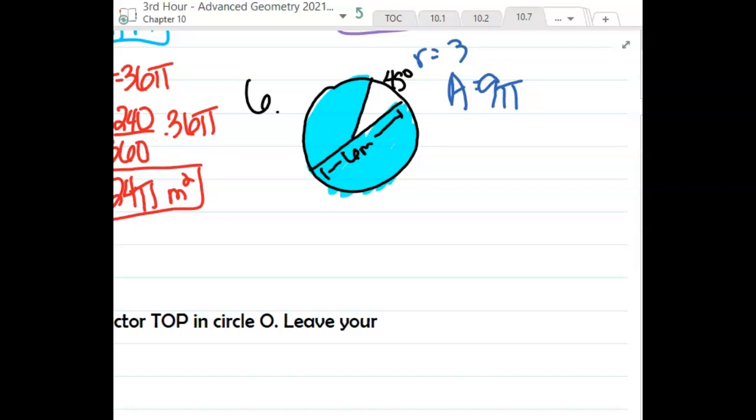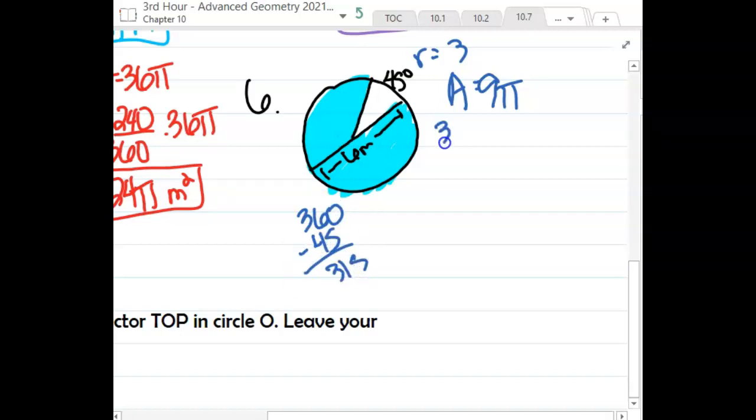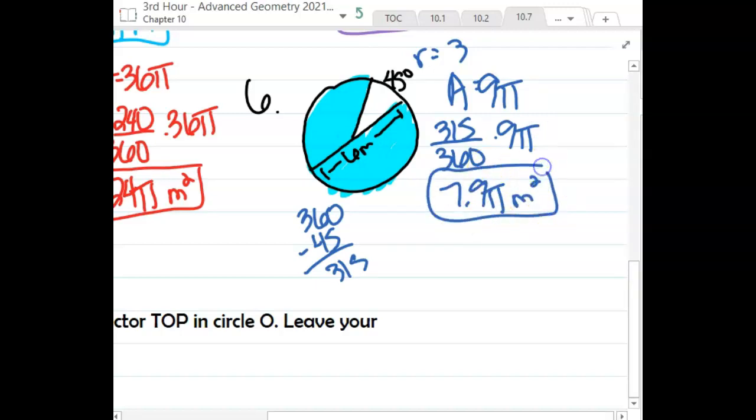Also need to be cautious here. I need to figure out how much of this circle is blue. 45 degrees is not blue, so how am I going to figure out how much of it is blue? Subtract 360 minus 45 would give me 315. So 315 degrees out of 360 degrees is the part that I'm looking for. Multiply that by 9 pi, and we should get 7.9 pi meters squared.